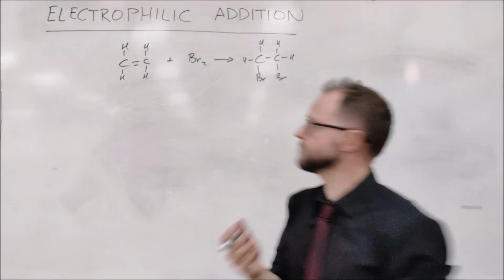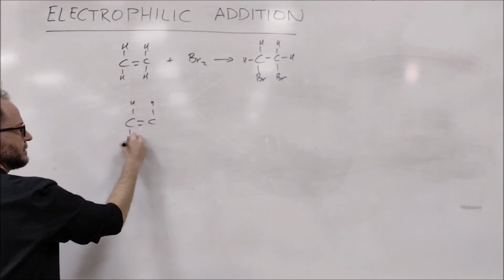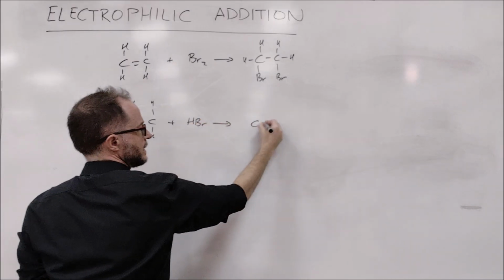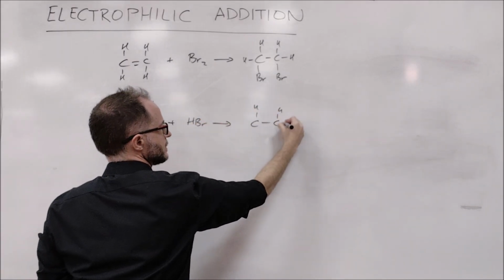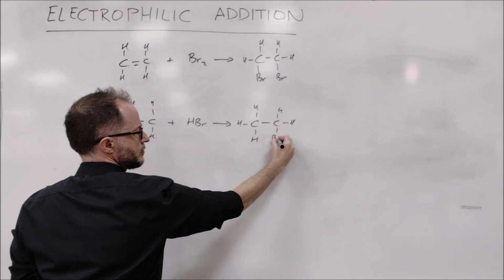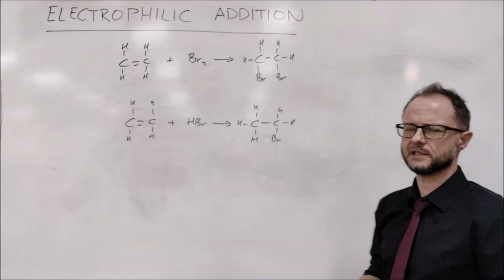If you were to use hydrogen bromide instead, very similarly, same thing applies. You're going to get an addition reaction across the double bond, hydrogen on one side, bromine on the other, you get bromoethane. And that was about it.